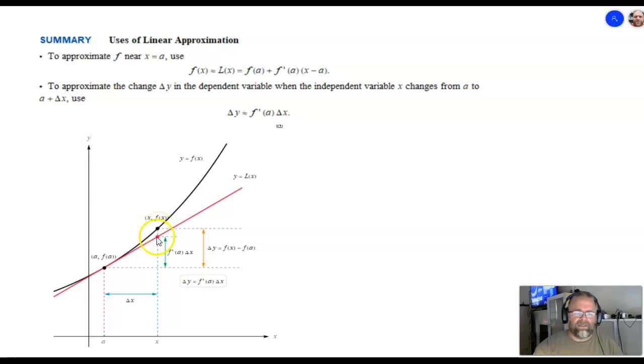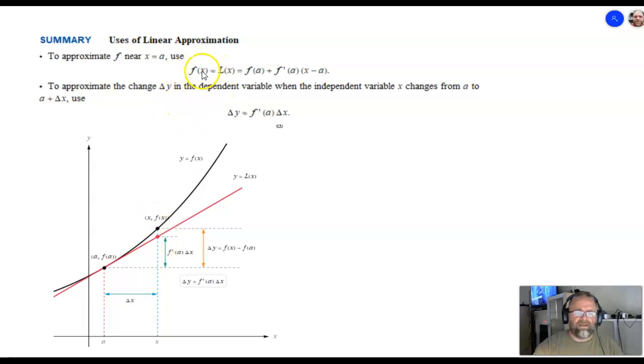And if you notice, the closer x is to A, you can see that the y value of the black curve and the y value of the red tangent line are almost the same. So the closer x gets to A, the closer we can approximate this y value, the f of x, using this linear approximation. So this is what it is.